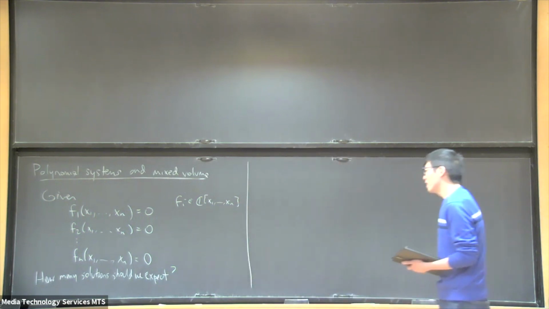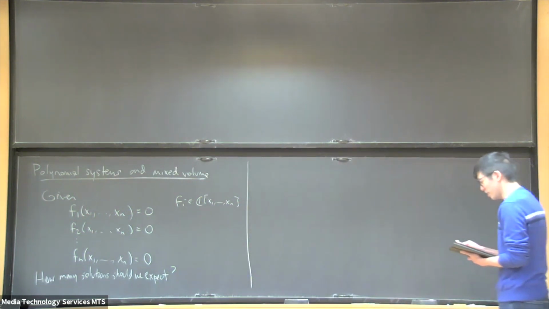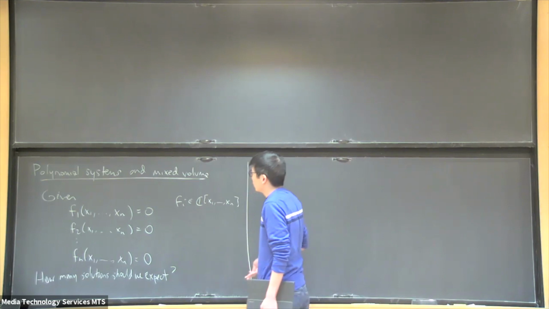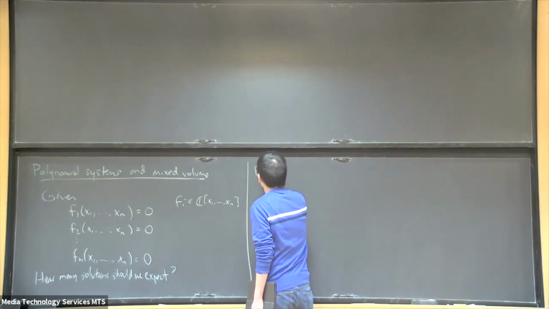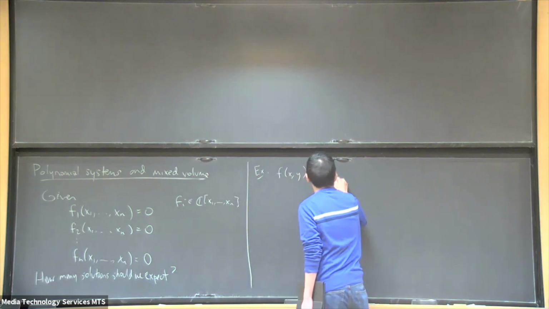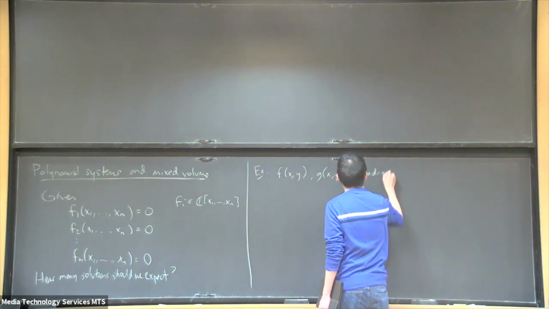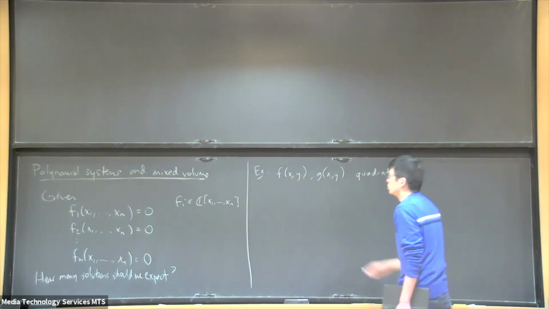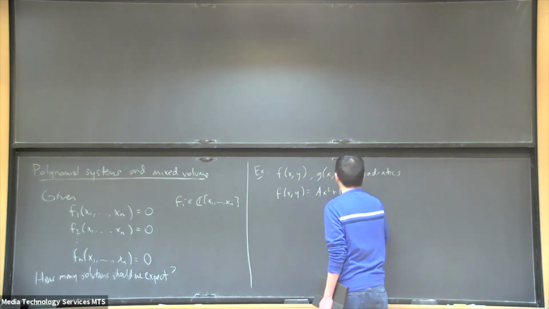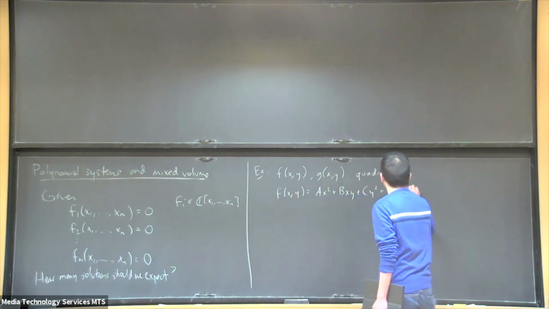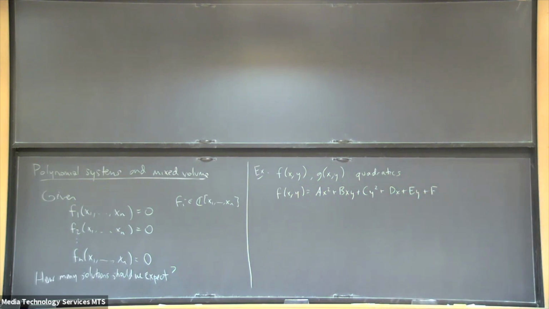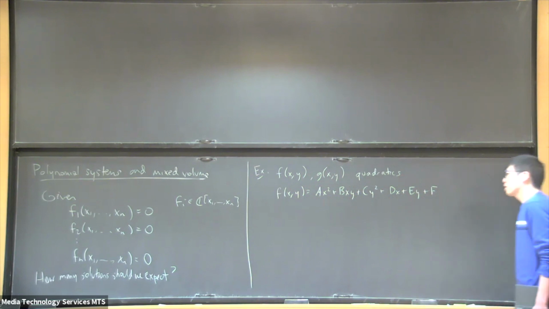Just to make this totally concrete, let me do a more specific situation. Maybe I have 2 polynomials in 2 variables, f of x, y and g of x, y. And let's just say that they're quadratics: x squared plus xy plus c y squared plus and so on, and similarly for g. So if I have 2 quadratics, how many solutions should I expect?